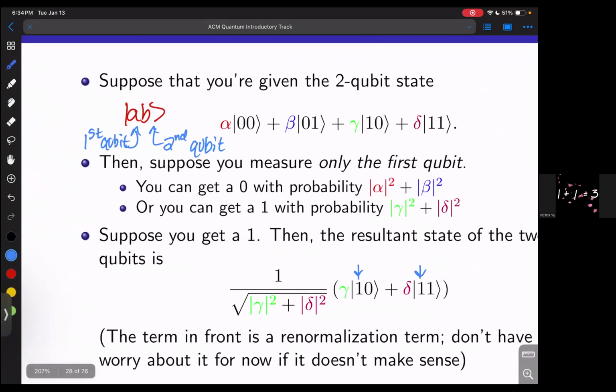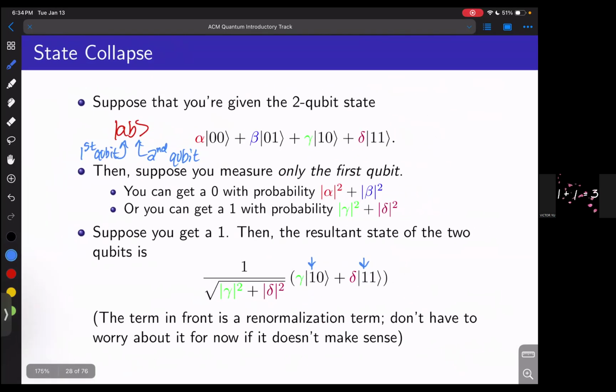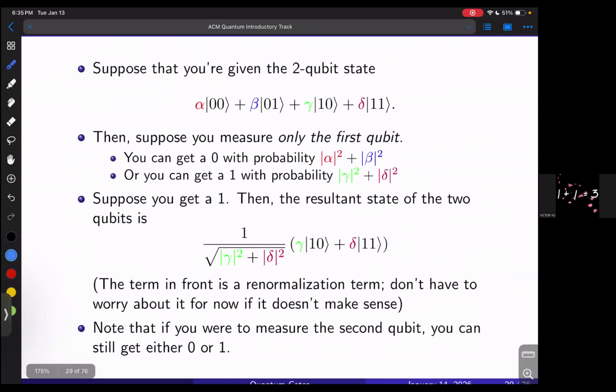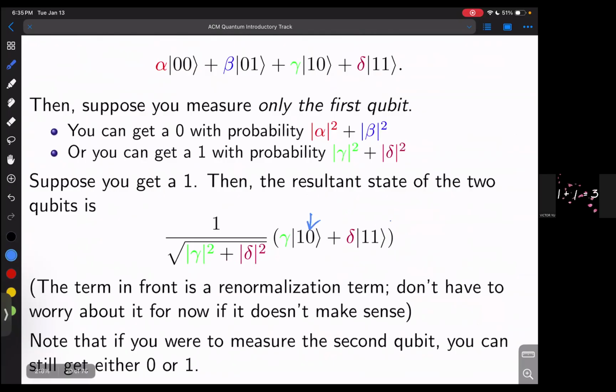Any other questions? Okay. Yeah, and this is just enforcing the fact that although we measured the first qubit to be in 1, the second qubit, we don't know anything about it yet. It could still be in 0 or 1. So if you're noticing here, you could still get 0 or 1 when you take that measurement.